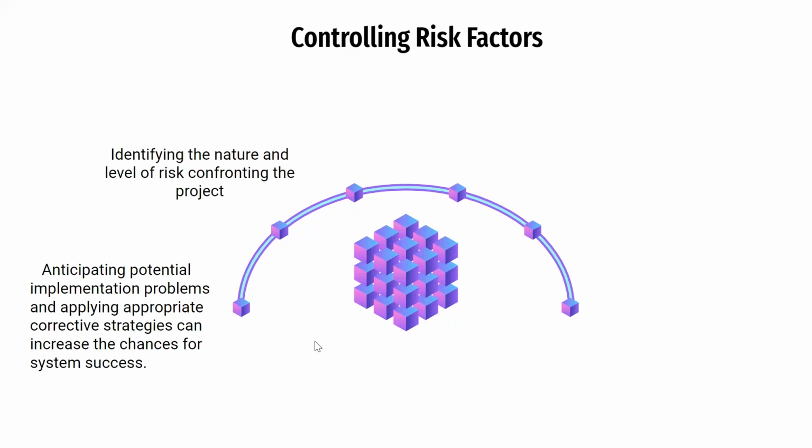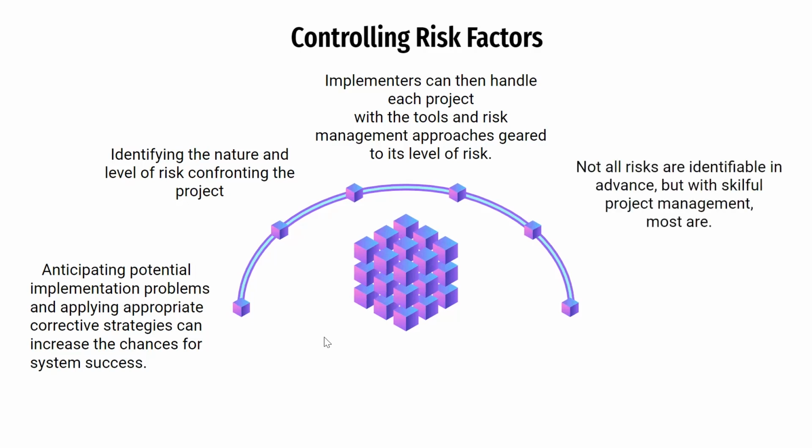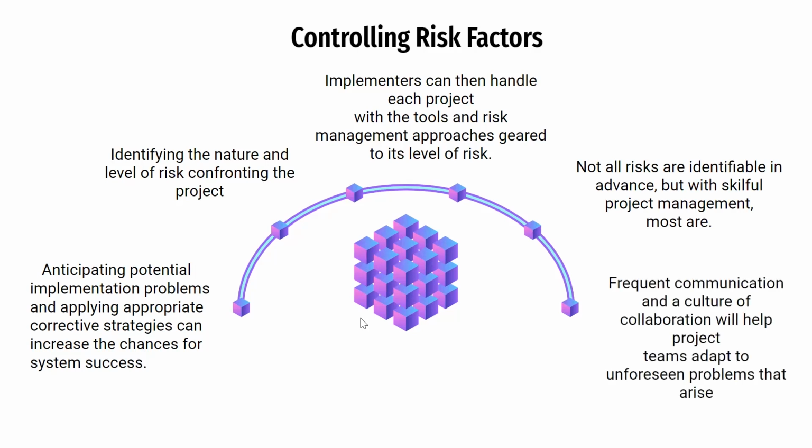Next is identifying the nature and level of risk confronting the project. Implementers can then handle each project with the tools and risk management approaches geared to its level of risk. So not all risks are identifiable in advance, but with skillful project management, most are. Frequent communication and a culture of collaboration will help project teams adapt to the unforeseen problems that will arise.